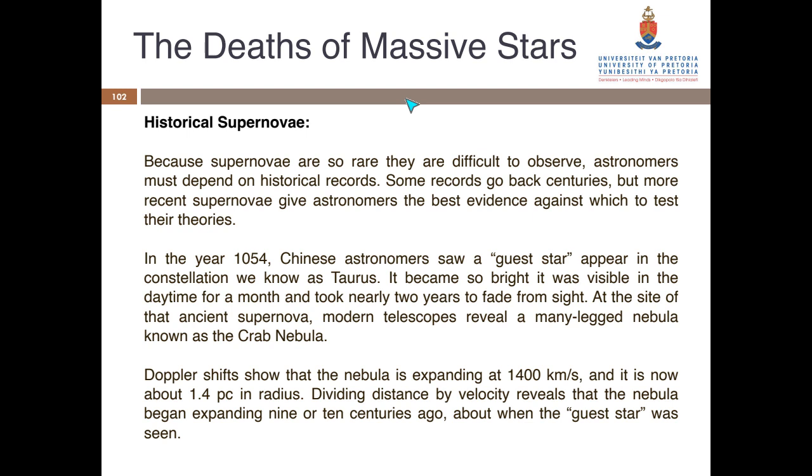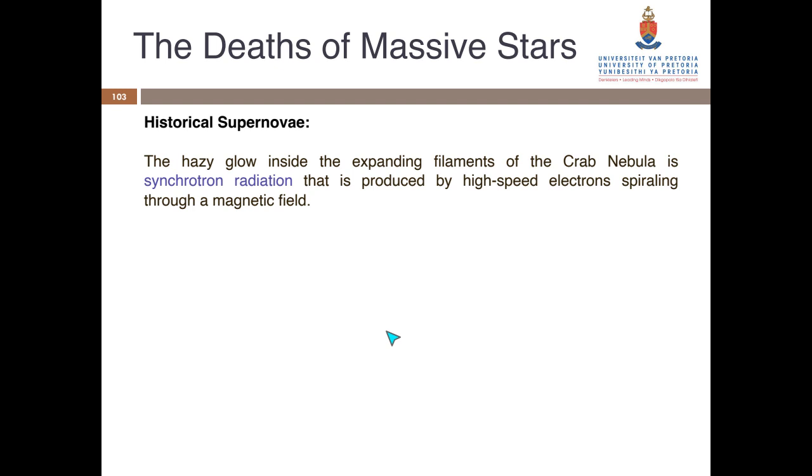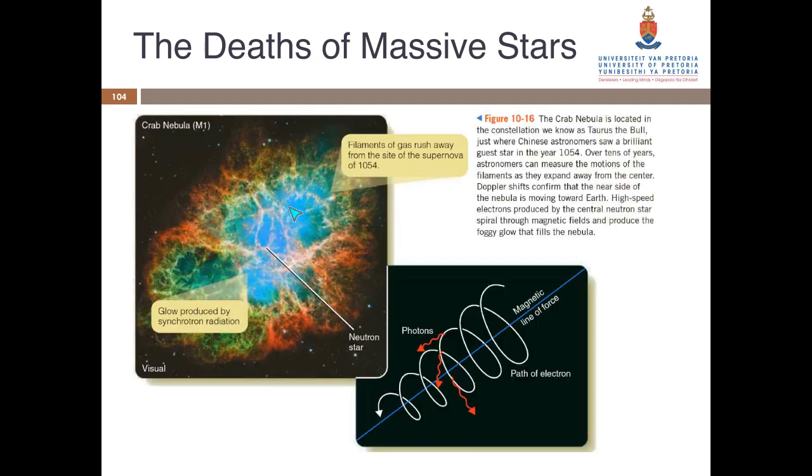Dividing distance by velocity reveals that the nebula began expanding 9 or 10 centuries ago, about when the guest star was first seen. The hazy glow inside the expanding filaments of the Crab Nebula is synchrotron radiation produced by high-speed electrons spiraling through a magnetic field. So here we can see the Crab Nebula. It is also one of the nebulae that has been quite thoroughly documented and studied. The glow we can see is produced by synchrotron radiation.